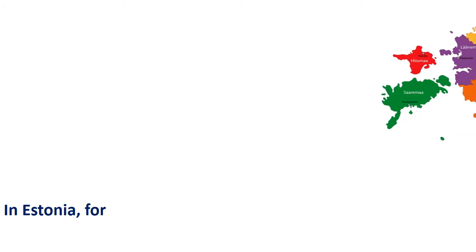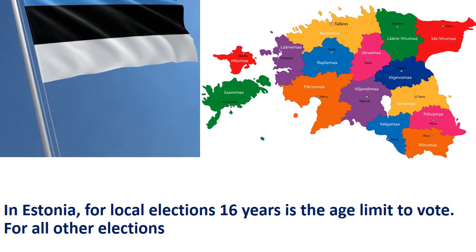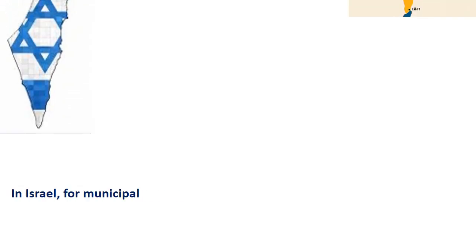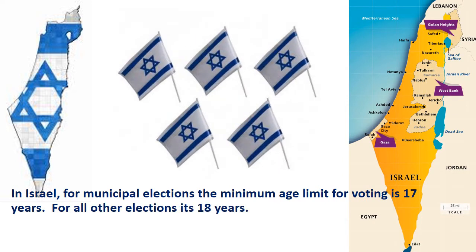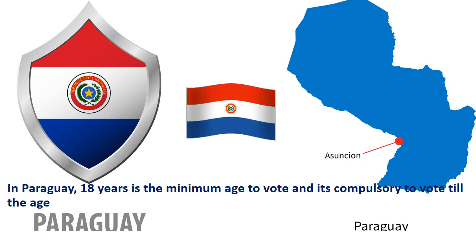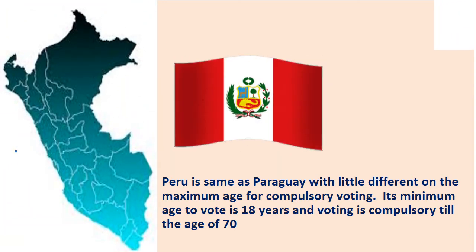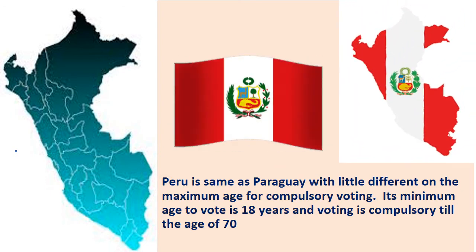In Estonia, for local elections 16 years is the age limit to vote. For all other elections it's 18 years. In Israel, for municipal elections the minimum age limit for voting is 17 years. For all other elections it's 18 years. In Paraguay, 18 years is the minimum age to vote and it's compulsory to vote till the age of 75. Peru is the same as Paraguay with a little difference in the maximum age for compulsory voting. Its minimum age to vote is 18 years and voting is compulsory till the age of 70.